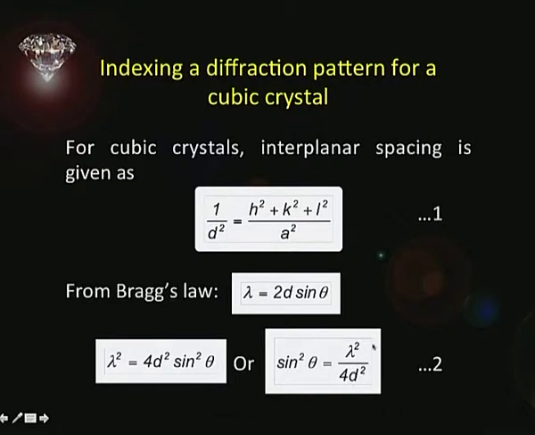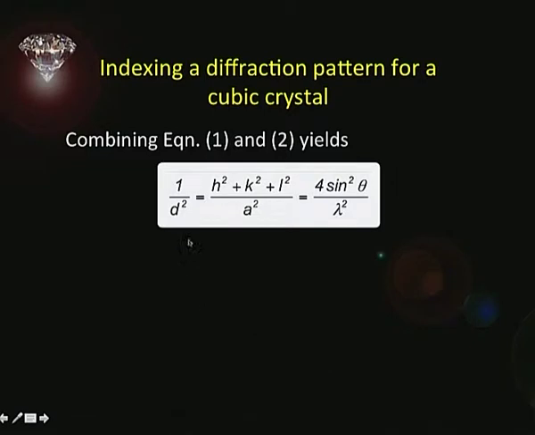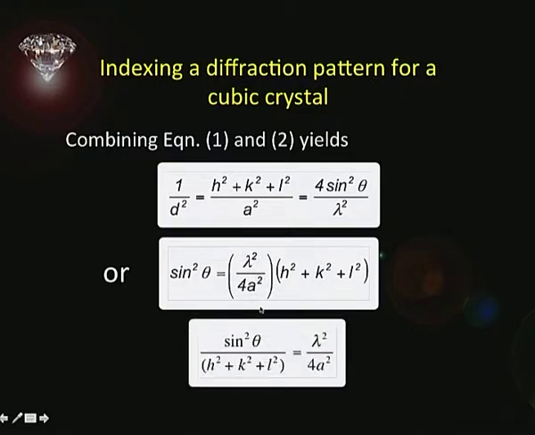Now, I just combine equation 1 and 2. When I combine equation 1 and 2, I get 1 by d square equal to 4 sin square theta by lambda square. This is simple mathematics. In other words, with a little more simplification, sin square theta is equal to lambda square by 4 a square times h square plus k square plus l square. That means this is actually a constant, which is of use to me, or I can even put it like this: sin square theta divided by h square plus k square plus l square is equal to a constant k, which is lambda square by 4 a square. Typically, it is called a constant k here.